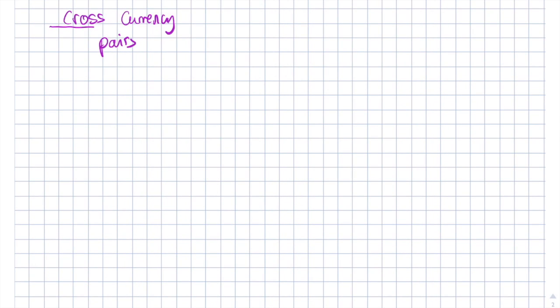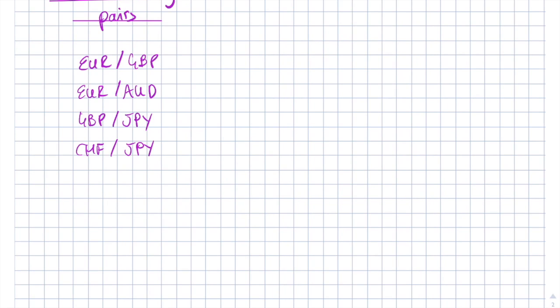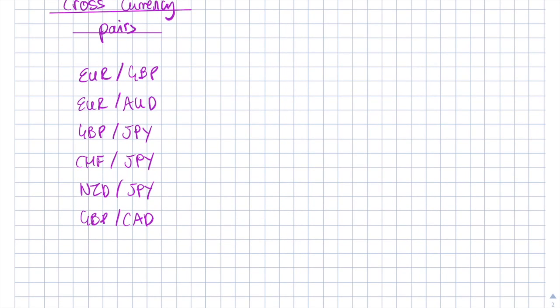The cross currency pairs are the two groups that I explained before, but remove the USD, and what you have is a list of a mixture of currency pairs. For example, you'd have the euro and the pound, the euro and Australian dollar, the pound and the Japanese yen, the Swiss francs and the Japanese yen, the New Zealand dollar and the Japanese yen, and the pound and the Canadian dollar. None of these have the US dollar involved in them, but they could yield great profits, and they are also quite liquid as well.